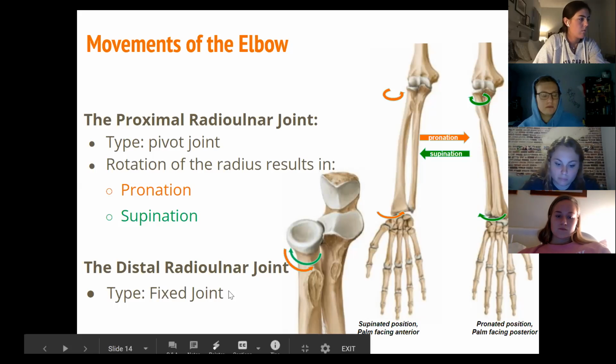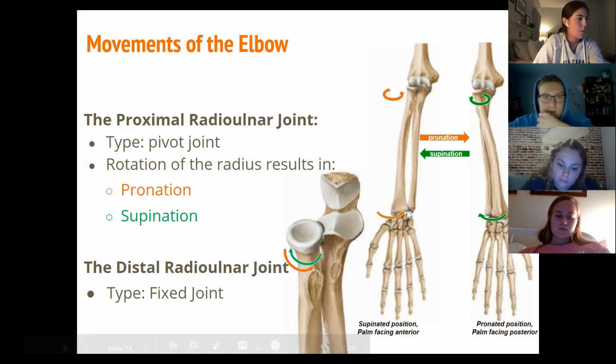So the distal radial ulnar joint is actually a fixed joint, and we can see it right here. It doesn't do any motion. And you might be thinking, well, then how does our wrist move, right? Well, that's a completely different joint. So the joint that forms between the radius and the ulna, that's right here. And you can see that it's actually not articulating with the wrist at all. The wrist joint is going to be something else to talk about. But the distal radial ulnar joint is going to be another one of those fixed joints like the acromioclavicular.